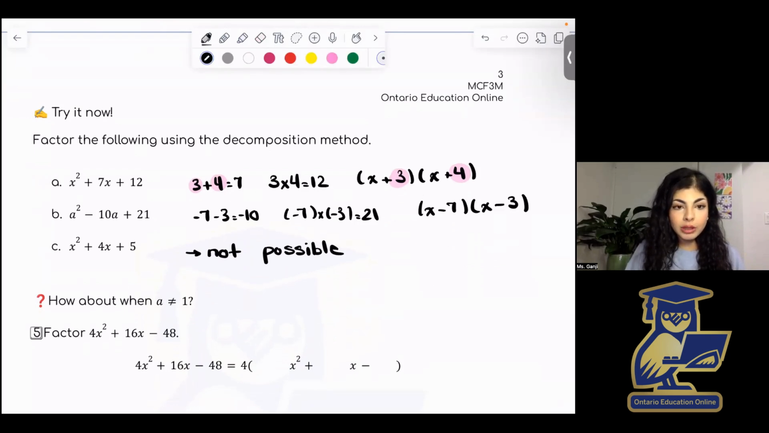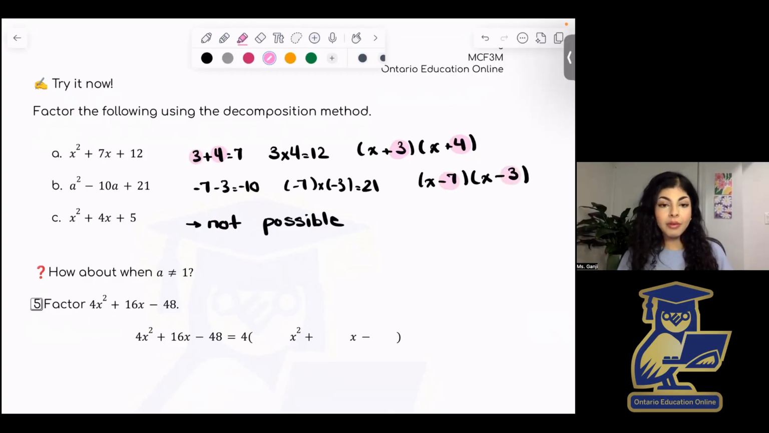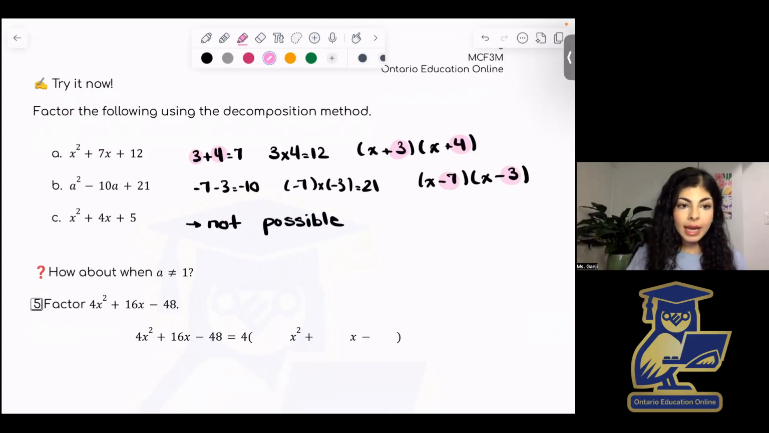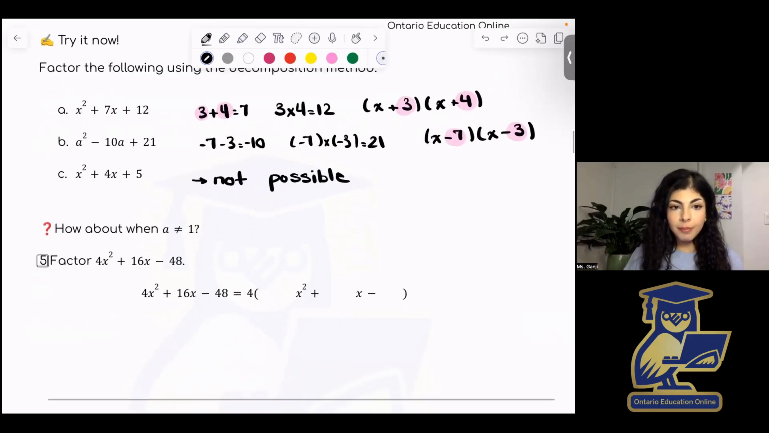So if you found positive 3 and 4, here we see positive 3 and positive 4. In the next example, where we have negative 7 and negative 3, that is precisely what we have here. And you can try expanding this and see that you will get the same expanded expression. And for number C, if you try to find two numbers where their sum is 4 and their product is 5, you should have gotten that there's no solution. So sometimes it's not possible to use the decomposition method. And so we will be learning other methods that we can use. But in this case, it was just not possible.